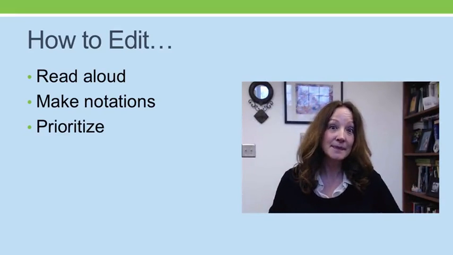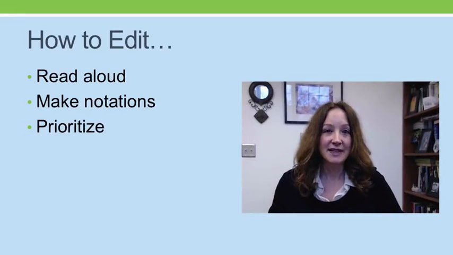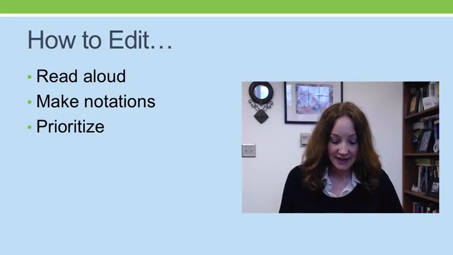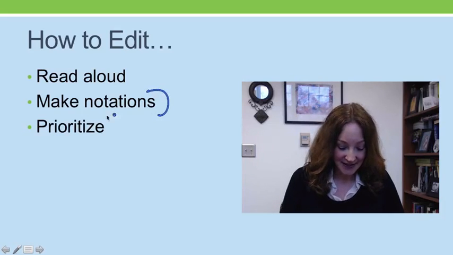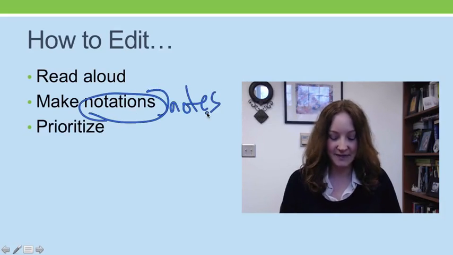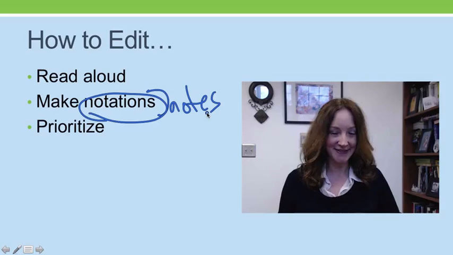So please read aloud. Make notations as you're reading aloud so that you don't have to stop and actually make the fixes as you're reading it, but go ahead and make notes on your text, right? As you're reading, say, oh, I don't like that word "notations." I'm going to change that to "notes" because it sounds too fancy as "notations."